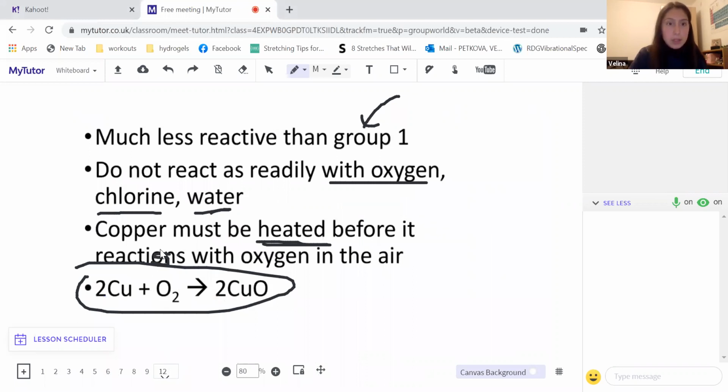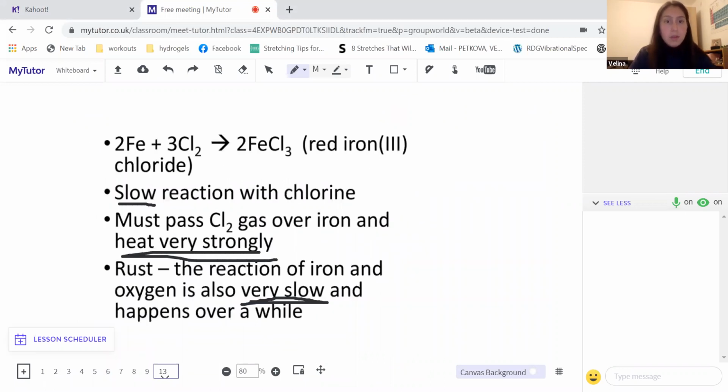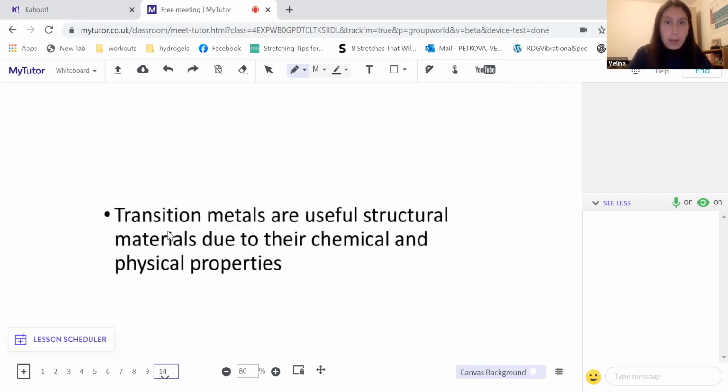Okay, so let's carry on. So yeah, reactions are really slow because they are very unreactive. So the properties of transition metals, they're strong, they're hard, they're also unreactive, and they have high densities. Yeah, brilliant. The ones between group 2 and group 3 are transition metals or transition elements. So, yeah, we just said that they're useful in structural materials.